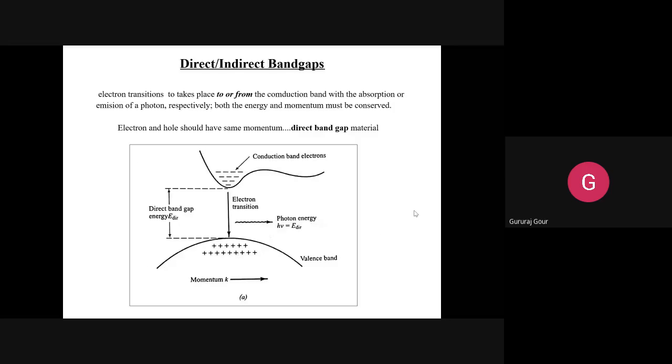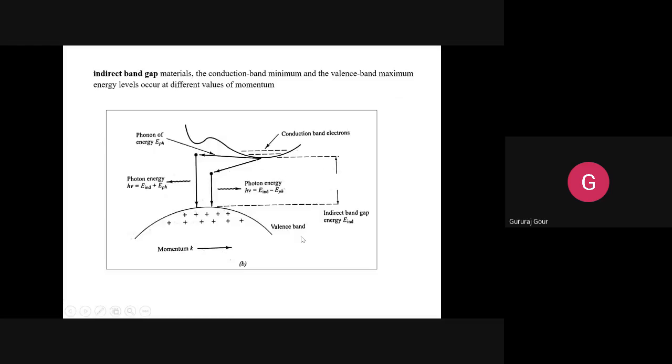The direct and indirect band gaps are actually related to the momentum of the charges residing in the conduction and valence bands. In the case of direct band gap materials, it will be equal: the momentum of the electrons in the conduction band and that of the holes in the valence band are the same. Whereas in indirect, the momentum of the electrons in the conduction band is less as compared to those of holes in the valence band.